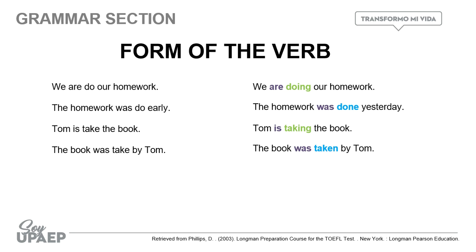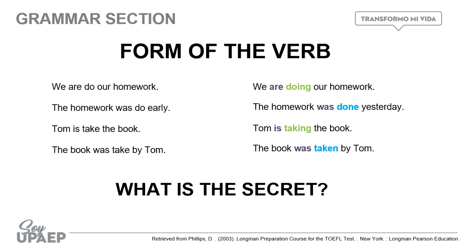So what is the secret here? When you have a verb to be, you have 2 options. Either you use the present participle in case that it is a continuous tense, or you use the past participle in case that it is a passive voice sentence.